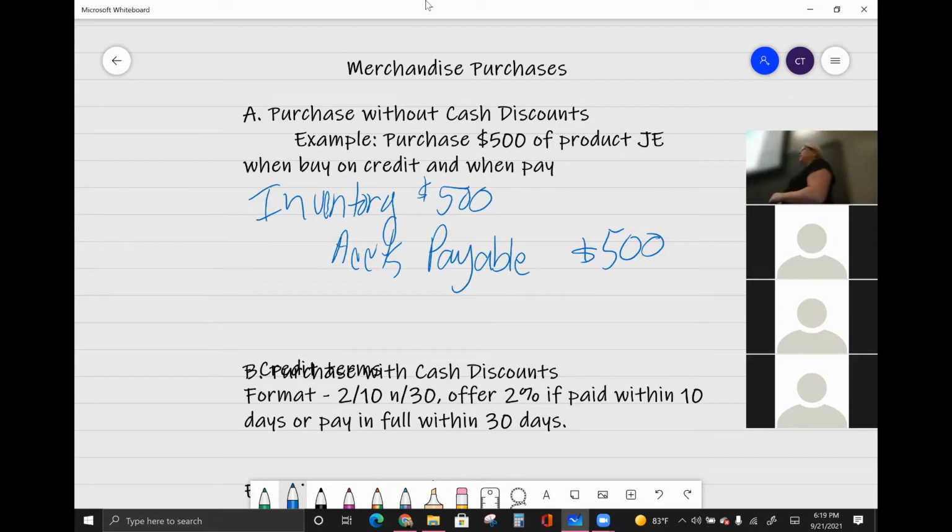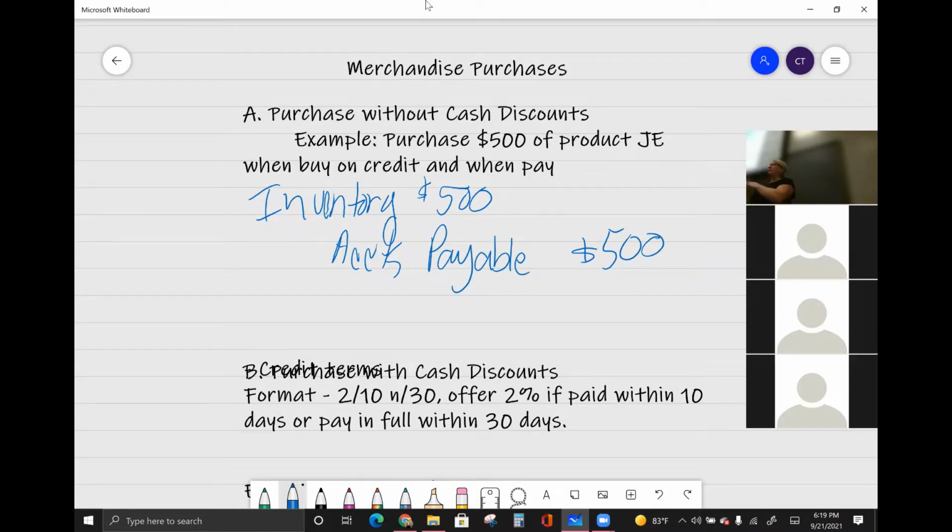Okay, so the reason why I said they both increased is because an asset, when it increases, is going to have a debit. That's my normal balance, debit. So I've just bought $500 worth of, let's say, shoes. Those shoes are going to now go on my shelf, right? I've increased my inventory. I've increased my assets by that amount.